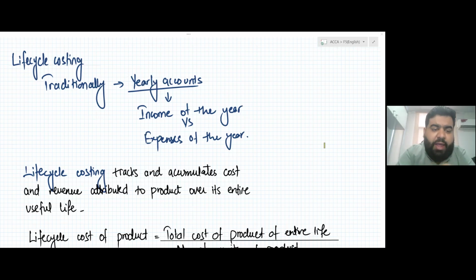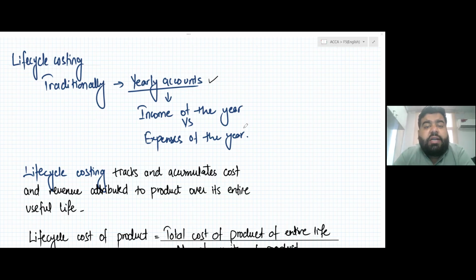Traditionally, in the past, we were just making the yearly accounts. Yearly accounts means we make the sales and cost of sales and then calculate the profit. And in the SOFP, we make yearly SOFPs and yearly final accounts, income of the year versus expense of the year. Generally, it's a normal rule. Obviously, we have to make the statements every year. But what does life cycle costing say?